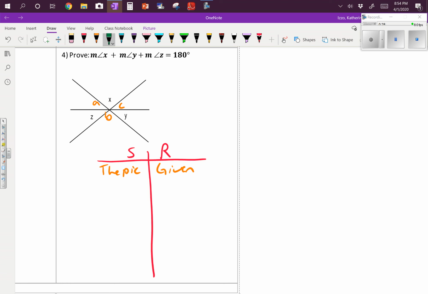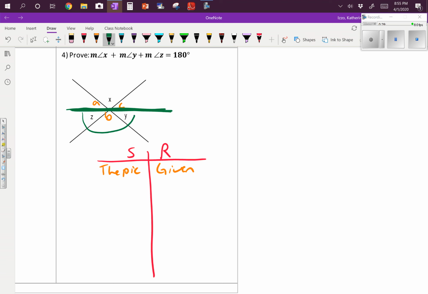Now, this is tricky. It looks like they want me to go all the way around the circle and do 360. But it doesn't say 360 here, it says 180 there. So they must not want me to go all the way around the circle. They must want me to do 180 degrees, okay? 180 degrees would be a line. So let's do a line right there. Okay, I've got a line. A line equals 180 degrees. I like the line equals 180 degrees.